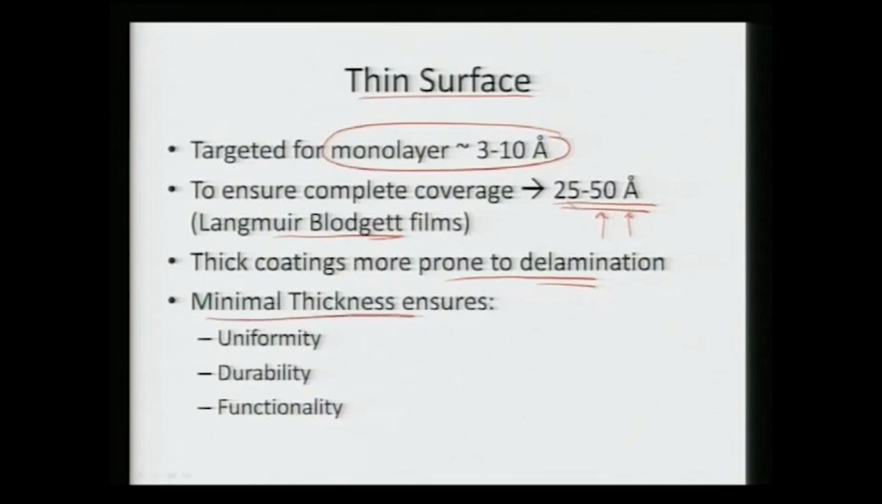So, minimal thickness of these coatings ensures that it is nicely uniform, it is durable, and it is also highly functional. We can see the thin surfaces are targeted in the range of 3 to 10 angstroms, and to ensure the complete coverage, we might even go for a 25 to 50 angstrom thicker layer, but thicker coatings have the problem of getting delaminated or cracked. That is the reason we want to go for thin films, which ensure the durability, uniformity, and good functionality of this particular surface.